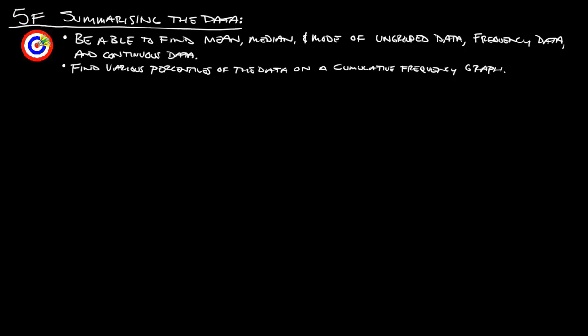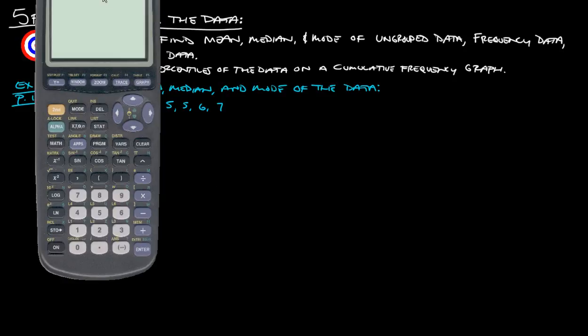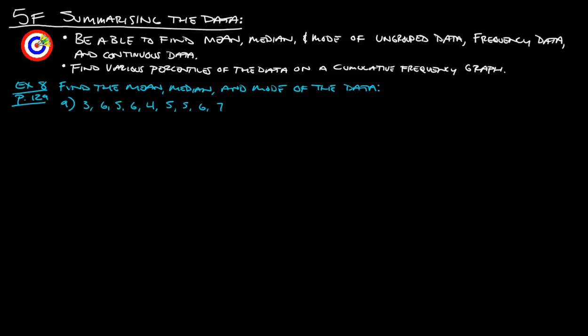So let's take a look at example 8 from page 129, and that says find the mean, median, mode of the data. Here's our data. So mean, again, is just the average of all of these. So really what we need to do is add all of these up and then divide by however many we have, which is 1, 2, 3, 4, 5, 6, 7, 8, 9 pieces of data.